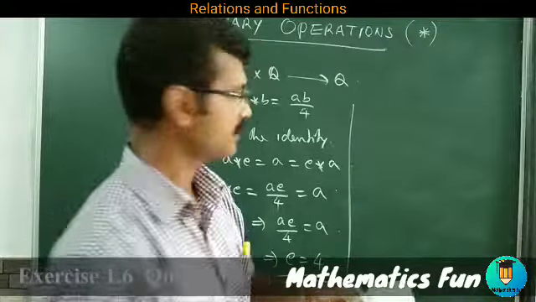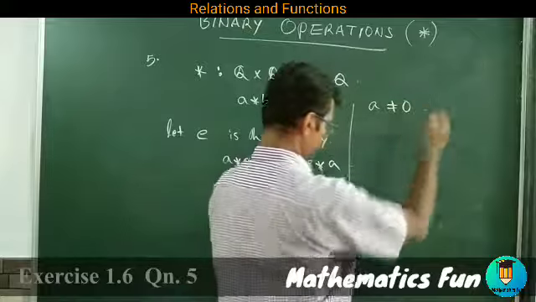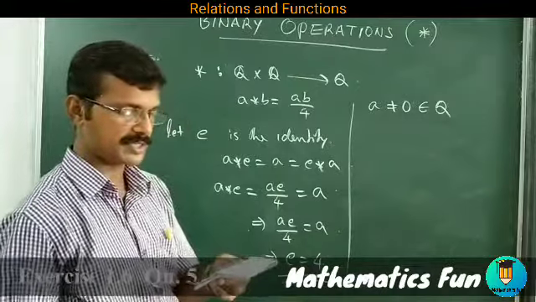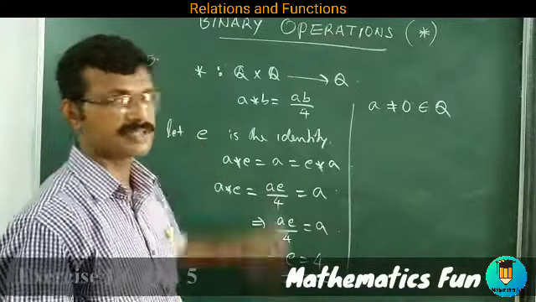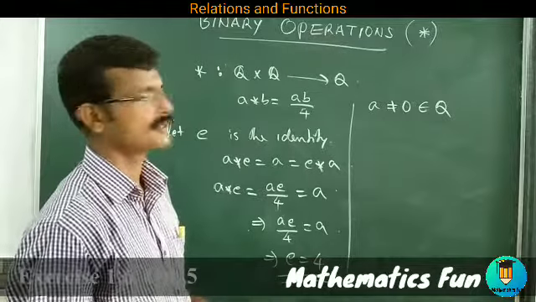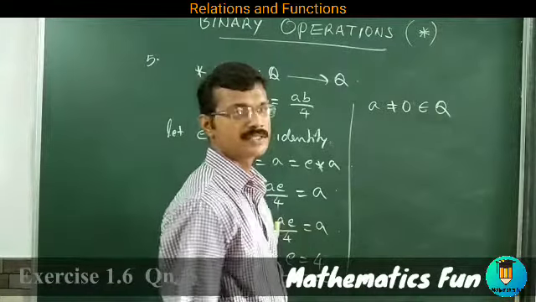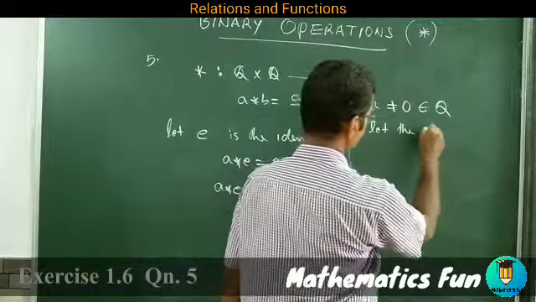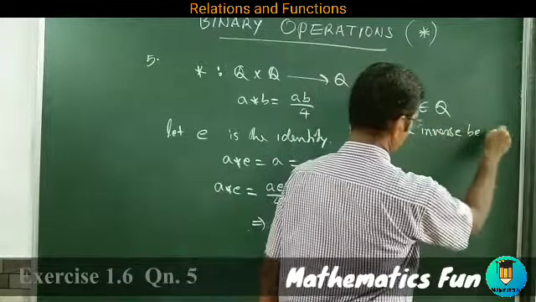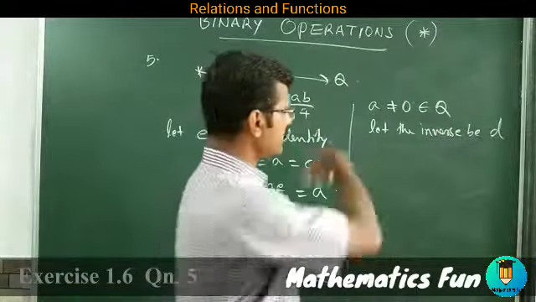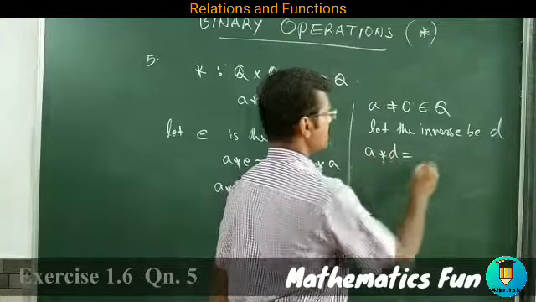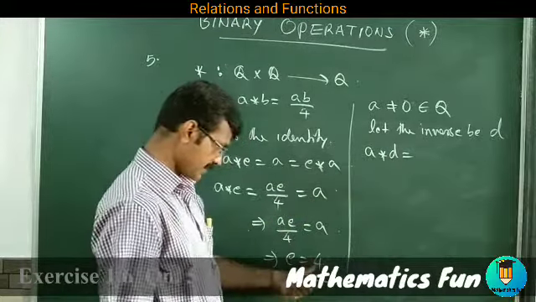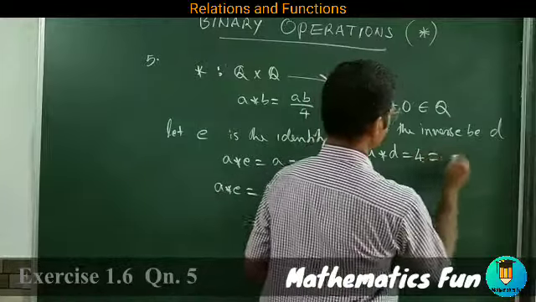Now one more part is there. If A is not equal to 0 from Q, meaning I am taking a non-zero rational number, then we have to find out its inverse. Okay? So I am assuming let the inverse be D. Then by the definition of inverse, I can say A star D is equal to the identity. What is the identity? We know it is 4. Is equal to D star.